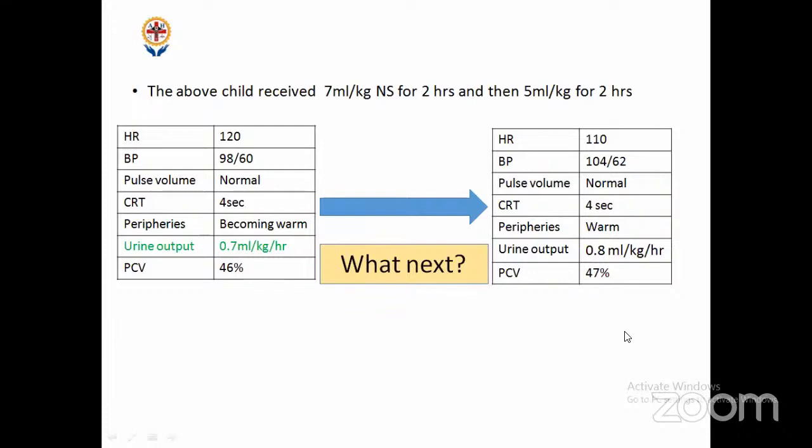But definitely after 2 hours, if the PCV is still high, increasing to 48 also, if vitals are maintaining stable, you need to come down on the fluid. I am going to make it 3 ml per kg despite the rising PCV. If you want to be safe, you can wait for another 2 hours. But if you are at the bedside monitoring this child, you can come down to 3. That's my point here.